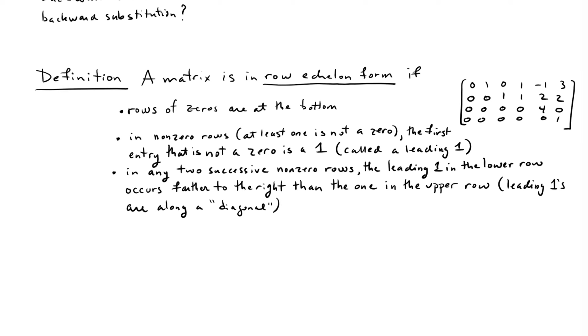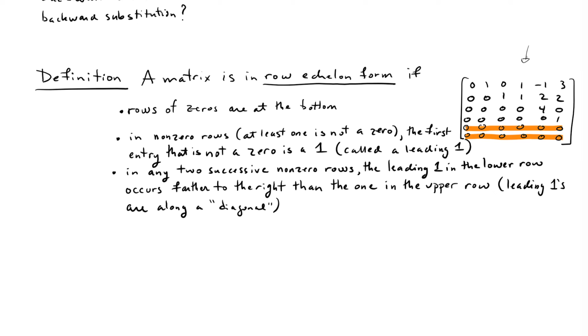So a matrix will be in that form if rows of zeros are at the bottom. Now I've put an example here to illustrate what a matrix in row echelon form might be. I just realized that maybe I should add a row just to show you the first condition. So let me do that. Here we go. So as you can see, this matrix has two rows of zeros at the bottom. They can't be at the top; they have to be stacked at the bottom of the matrix if we want it to be in row echelon form. So that's property number one.